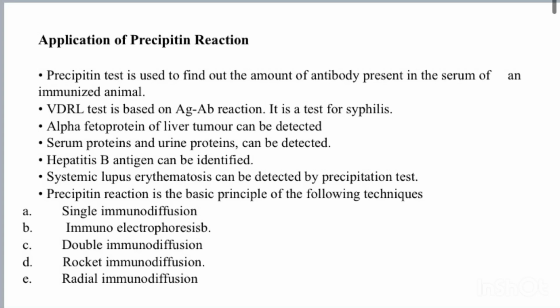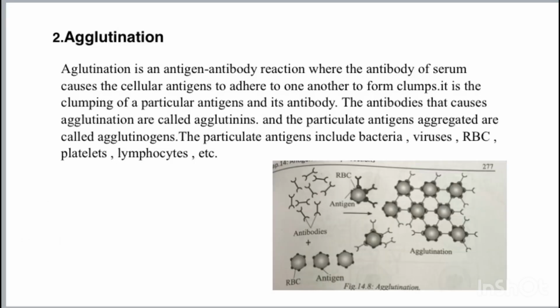Precipitation reaction is the basic principle of the following techniques: single immunodiffusion, immunoelectrophoresis, double immunodiffusion, rocket immunodiffusion, radial immunodiffusion. The next topic, agglutination. Agglutination is an antigen antibody reaction where the antibody of serum causes the cellular antigens to adhere to one another to form clumps. It is the clumping of the particulate antigens by its antibody.